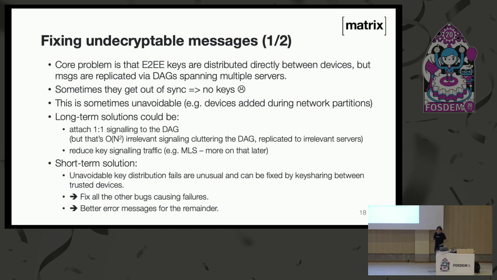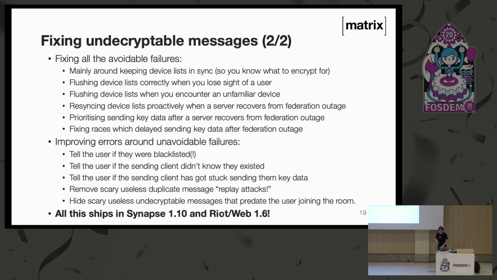That sort of unavoidable thing is pretty unlikely, and meanwhile, we did find a whole bunch of other bugs which were causing failures. So in the short term, to get E2E turned on by default, what we've done is to go through the list of the avoidable failures and try to fix them. And it's mainly around keeping track of what devices are present in a room so that you know who to encrypt for. And everybody knows that there are three hard problems in computer science: cache invalidation, off by one errors.